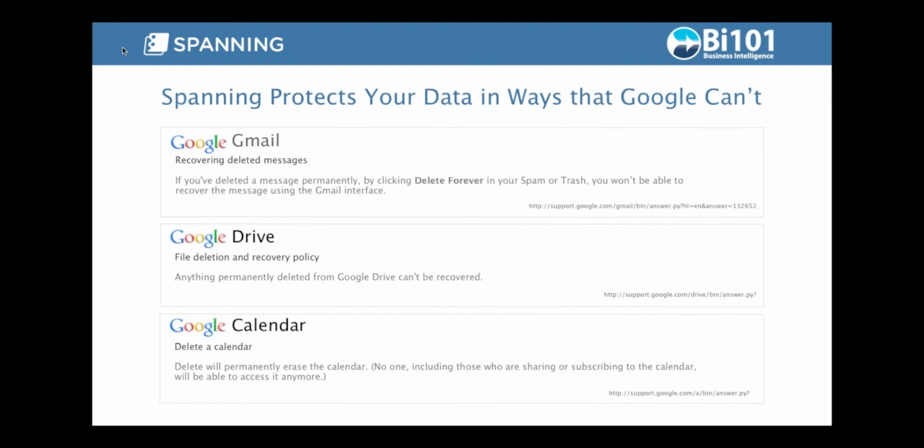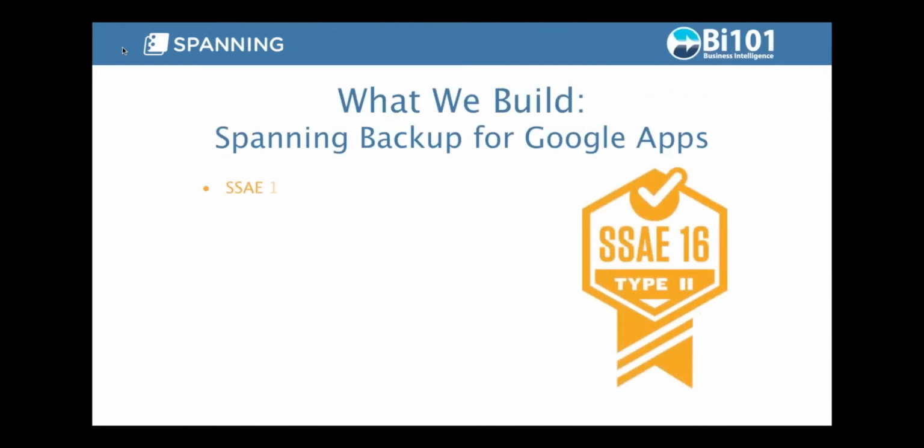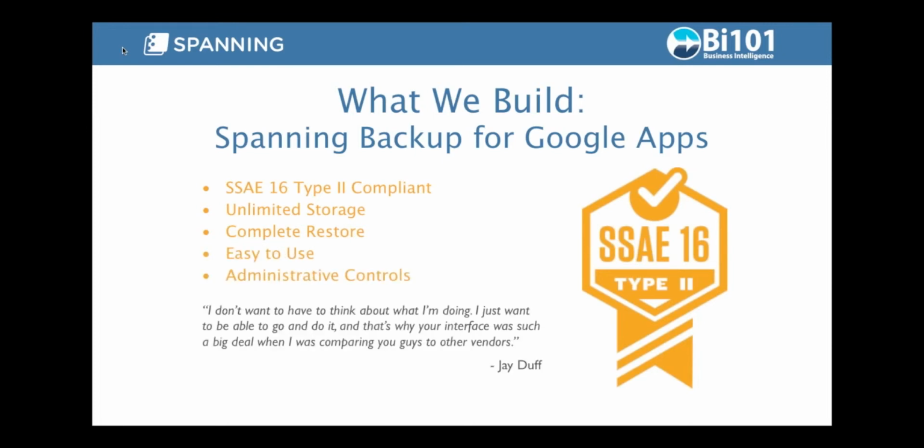But really what we're protecting against is employee error, malicious attacks, and third-party sync errors. And as you can see here, Google talks about how in Gmail, Drive, and Calendar they are not responsible or liable for any human error caused in the Google Apps domain. So let's get into a little bit of Spanning Backup, and then I'm going to take you through a couple of restores just to show you how easy it is to use.